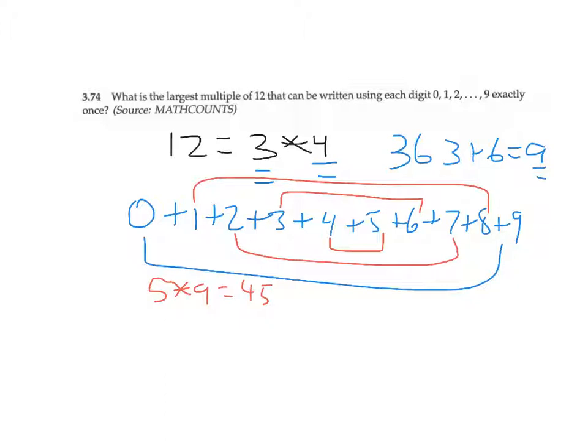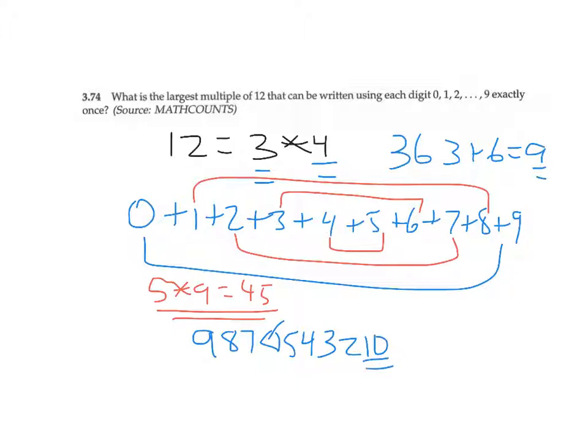And now we just have to figure out how can we arrange these to be divisible by 4 as well. So in other words, no matter how we arrange them, they'll be divisible by 3. And so if we want to get the biggest number, what we want to do then is start with 9. Well, can we just do this? 9, 8, 7, 6, 5, 4, 3, 2, 1, 0. Well, that doesn't work because 10 is not divisible by 4.